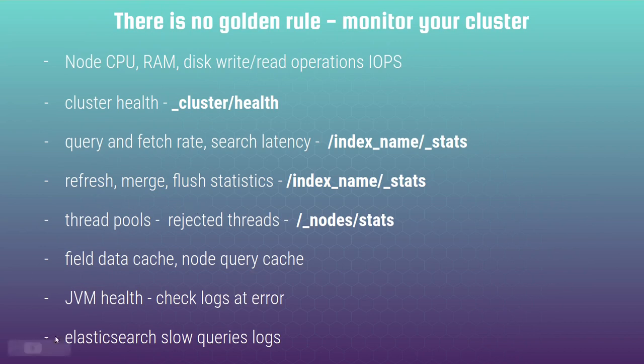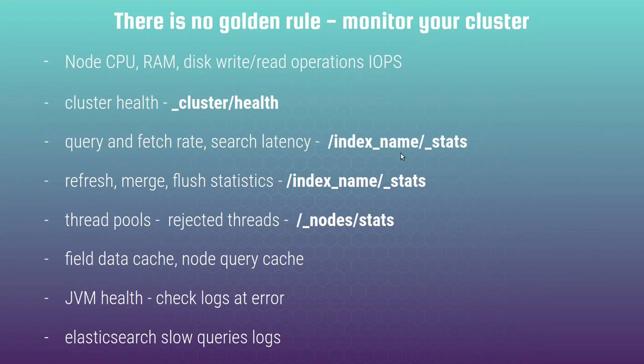By default, the node query cache is enabled and is allowed to use up to 10% of memory of the node. In addition, you also have to take care of Java Virtual Machine health itself. Check your logs for errors regularly. It is also good practice to turn on Elasticsearch slow queries to investigate your weak places in queries themselves. As you can see, you have to monitor rather a lot of different things.